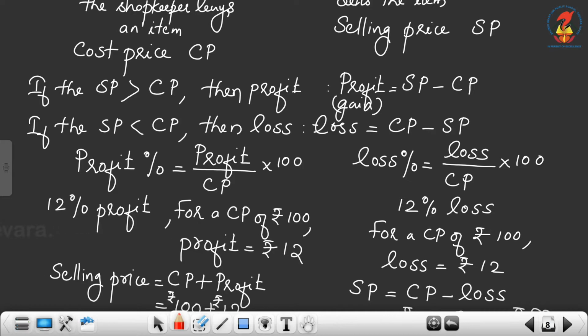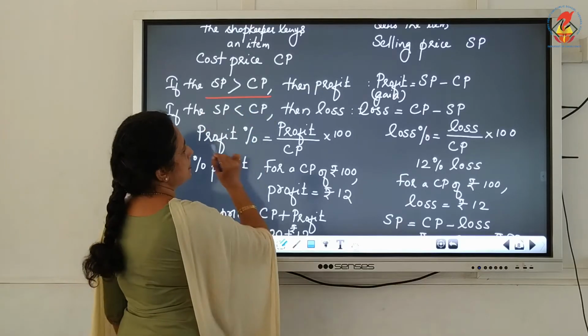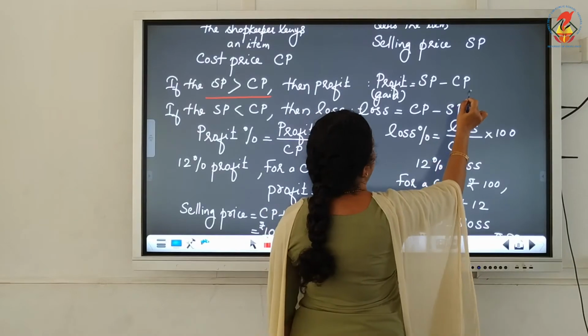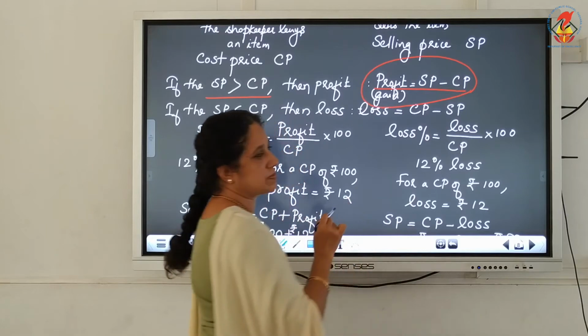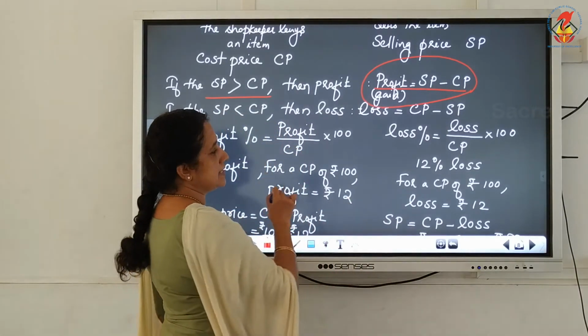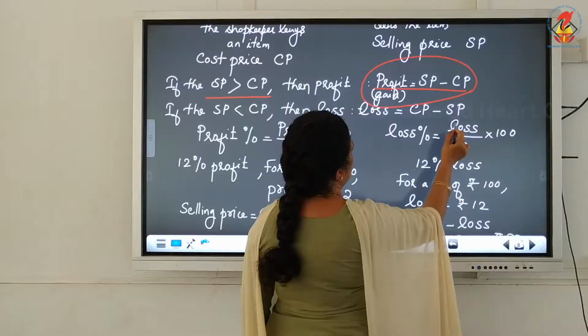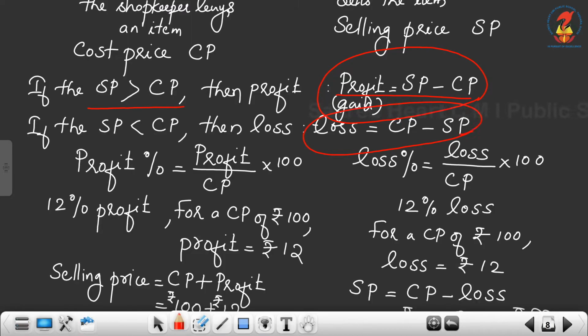Now look here, if selling price is greater than cost price, we can find out profit or gain. Profit is equal to selling price minus cost price. Now if selling price is less than cost price, we have loss, and loss we can find out as cost price minus selling price. Then we can calculate the profit percentage also, profit divided by cost price into 100. Similarly, loss percent is equal to loss divided by cost price into 100.